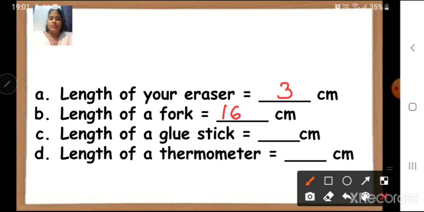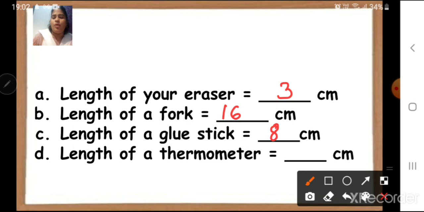Children, see, the size of the eraser or the fork may be different at your place. So the answer can change. It is okay, but see to it that the answer is in centimeters. Then the length of a glue stick. So here I have a glue stick with me, and I'm going to check. When you are checking, children, please see to it that it is on 0. So from 0 we have to see my glue stick. Here it is 8 centimeters long.